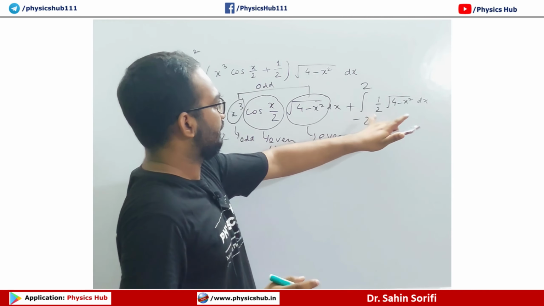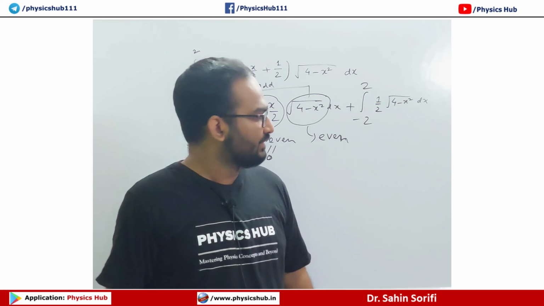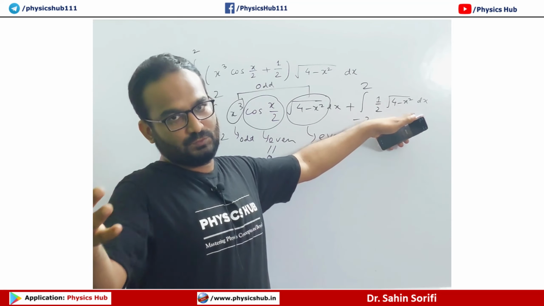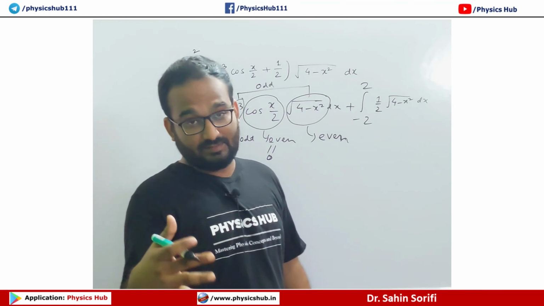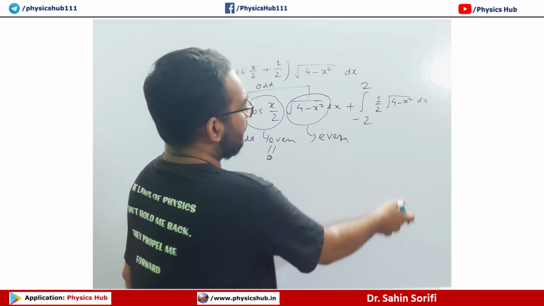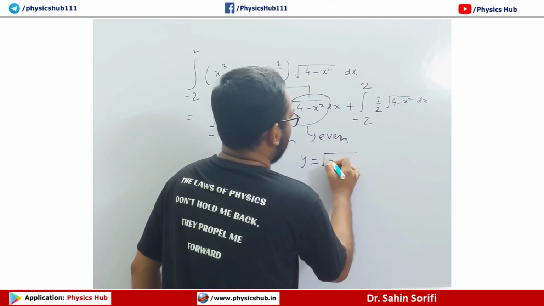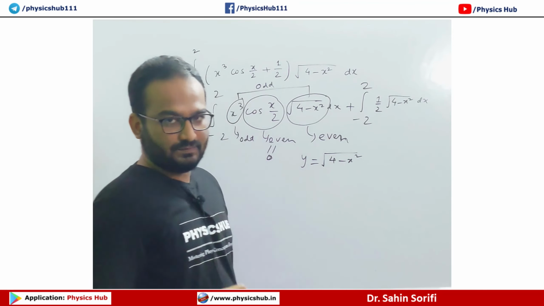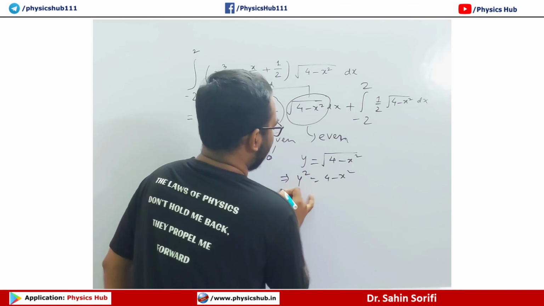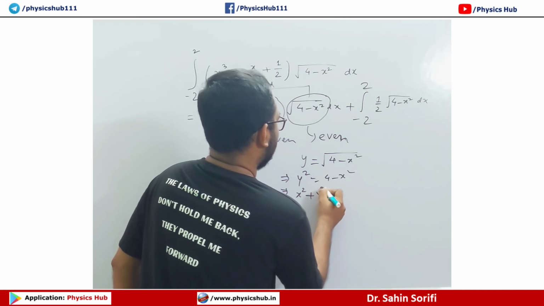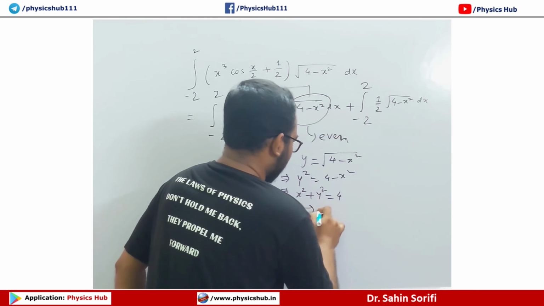Now what about the second term? If you look at this, it can be solved in several ways. You can take x equals 2 sin theta. In that way also you can solve it, but I will prefer to solve it by some graphical method. You can see from this, 4 minus x square, if I take it as y equals √4 minus x square, take square on both sides. y square becomes 4 minus x square, and that makes x square plus y square equals 4. So it is basically an equation of the circle.